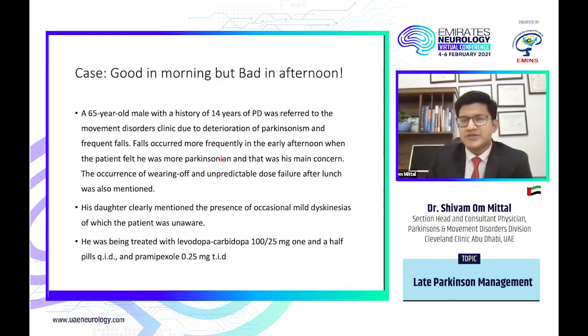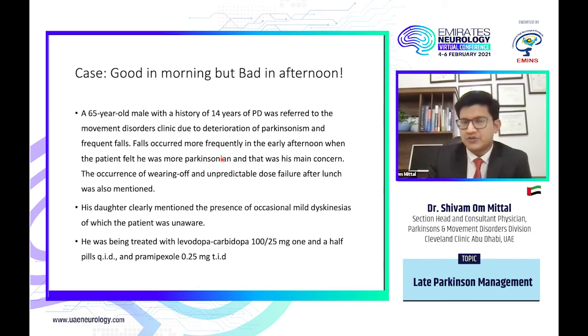You're in your clinic and you see a 65-year-old male who has a 14-year history of Parkinson's disease. And he mentions that he was doing very well for the past many years, but in the past 6 months to 1 year, he is noticing that he is having fluctuations. In the afternoon, he takes food and he does not have any effect of the medication. He is having wearing off. And he also has some dyskinesias, which his family has noted, but he is not concerned about it.